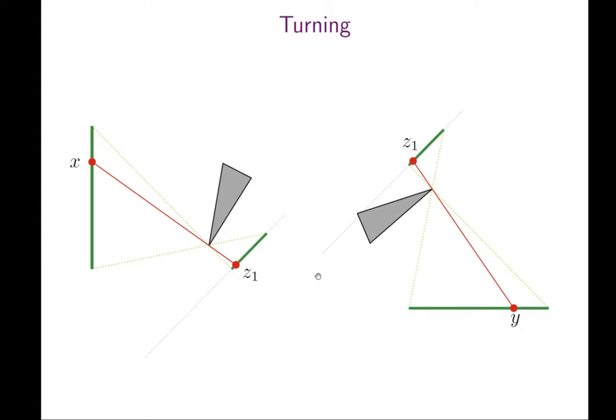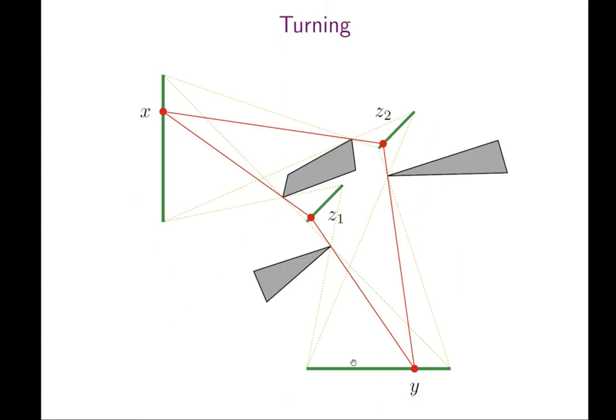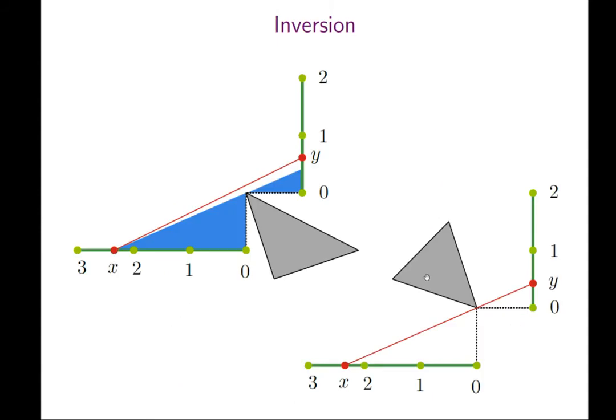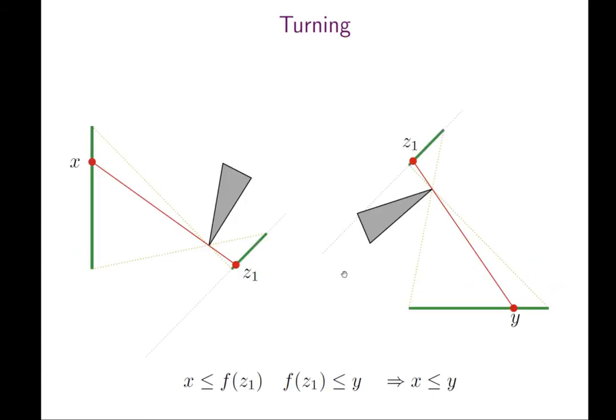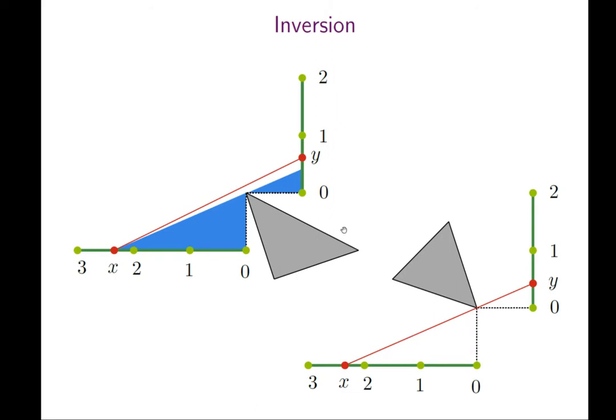And because it's the same f, we actually get that x is smaller or equal to f of z1 and f of z1 is smaller or equal to y. So this implies x smaller or equal to y. And on the top, we do it the other way around. And that's why we also have, so here x smaller or equal to y, x larger or equal to y. So this implies that x must be equal to y. Great, so now we have turns, and here you see where we need turns.